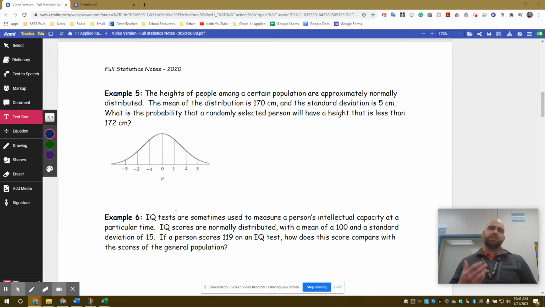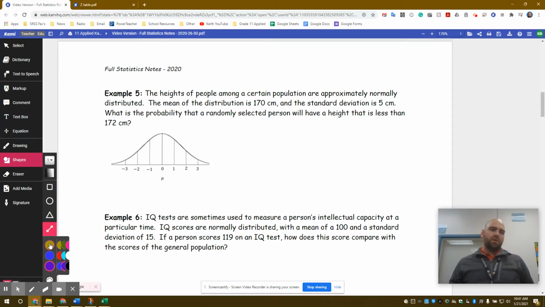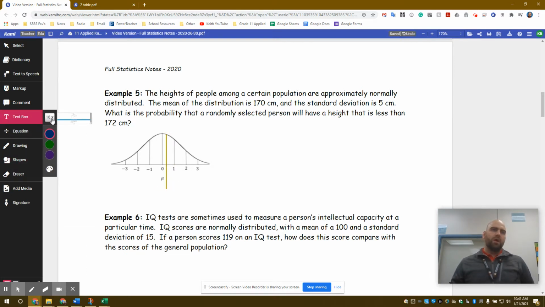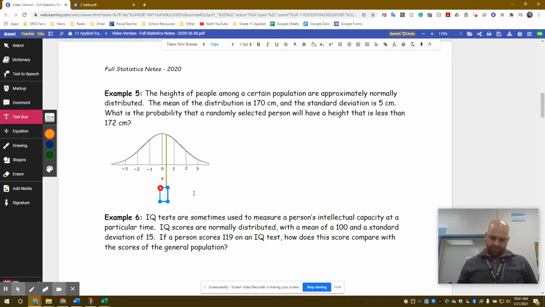Okay. Now the question is, what is the probability that a randomly selected person will have a height that is less than 172 centimeters? Well, if we take a look at this line here, this is 170, this is 175, so 172 is going to be right about here. So that's going to be our 172, and I'm just going to make this a little bit smaller so that I can actually write it in. So this is where we have the point 172 centimeters.